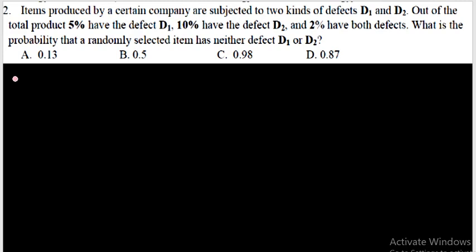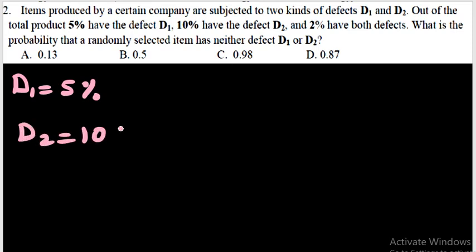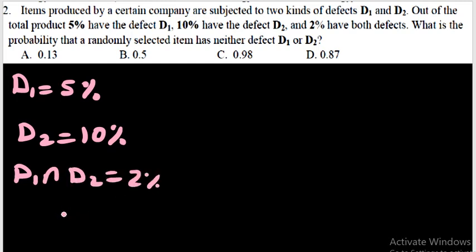What are we given? Defect 1, which is 5%, and defect 2, 10%, and both, defect 1 intersection defect 2, is equal to 2%. What is the probability to be non-defective when an item is selected? So first of all, let's find the total number of the defects in percentage.